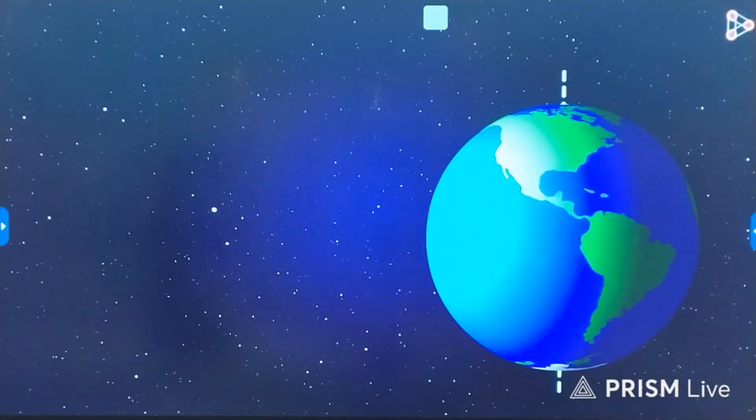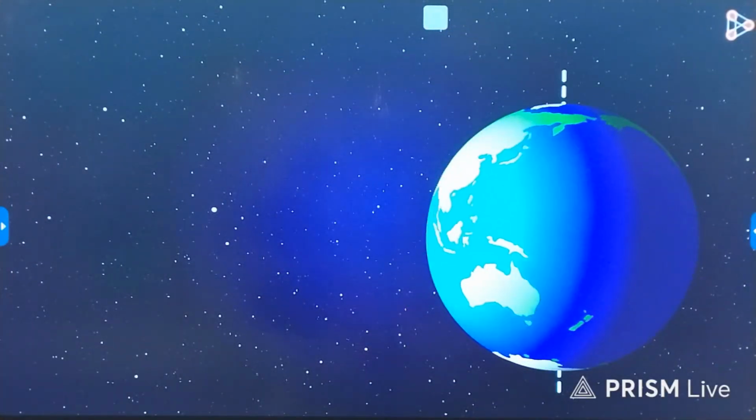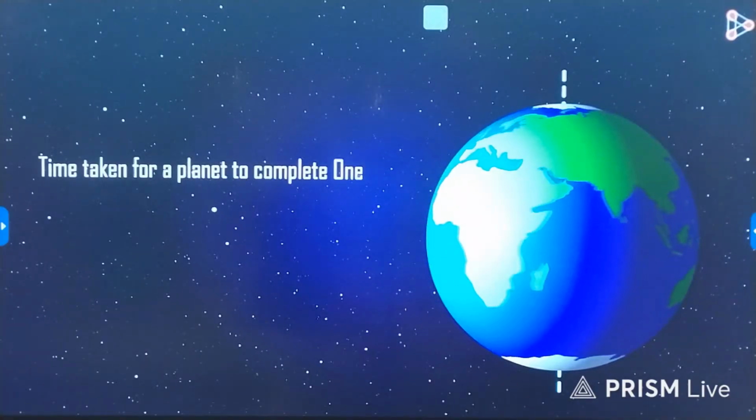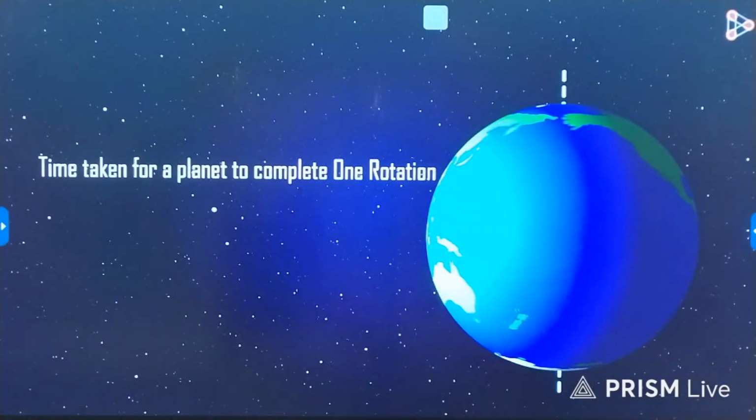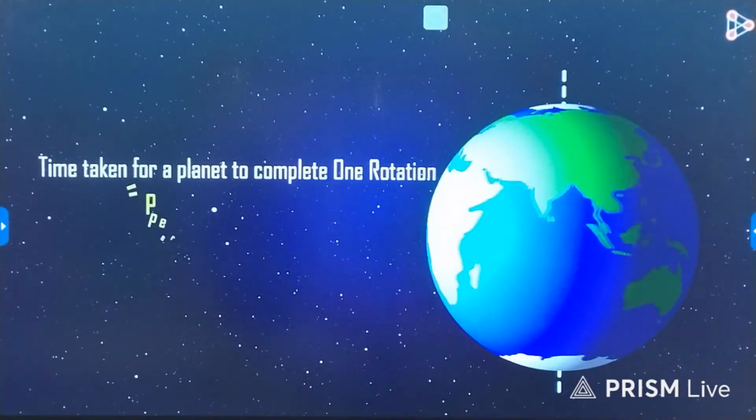Planets also rotate along their axis. We can also measure the time taken for a planet to complete one rotation. Can you guess what this measurement is called? That's right. We call it the period of rotation.